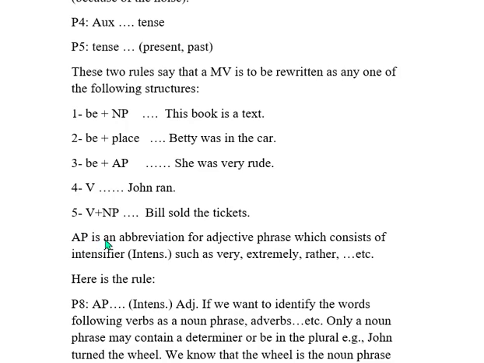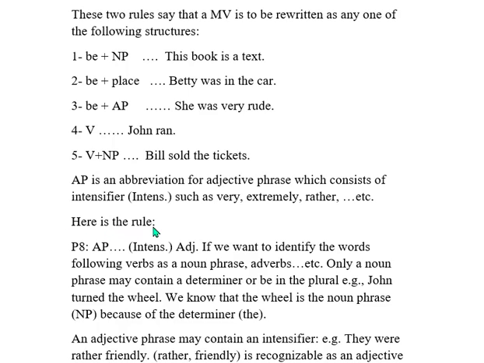AP, this abbreviation is for adjective phrase, which consists of intensifier, this abbreviation for intensifier, such as very, extremely, or rather, etc. In a sentence, we get intensifier. We put it before the adjective, like very, extremely, rather, like very in this sentence, very rude. There is an intensifier in this sentence, number 3. Here is the rule, phrase structure 8: AP, as we said, abbreviation for adjective phrase, goes to intensifier plus adjective.